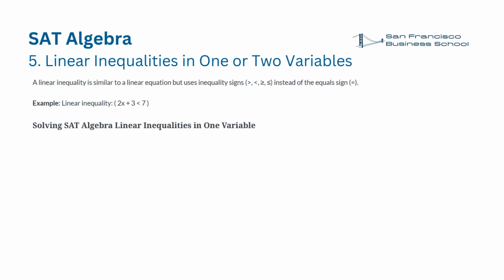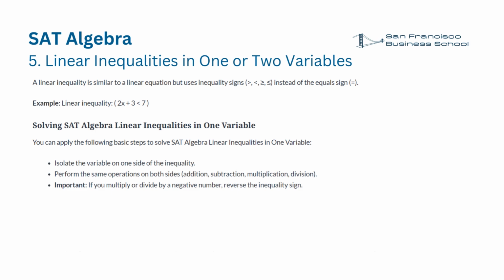Solving SAT Algebra linear inequalities in one variable. You can apply the following basic steps to solve SAT Algebra linear inequalities in one variable. Isolate the variable on one side of the inequality. Perform the same operations on both sides: addition, subtraction, multiplication, division. Important: if you multiply or divide by a negative number, reverse the inequality sign.